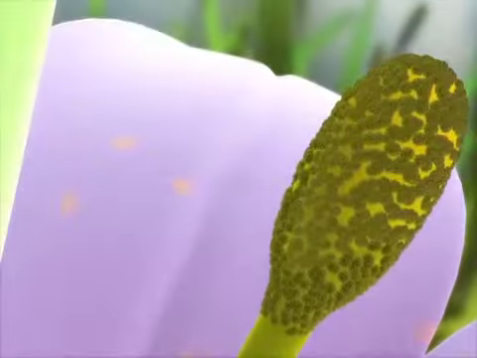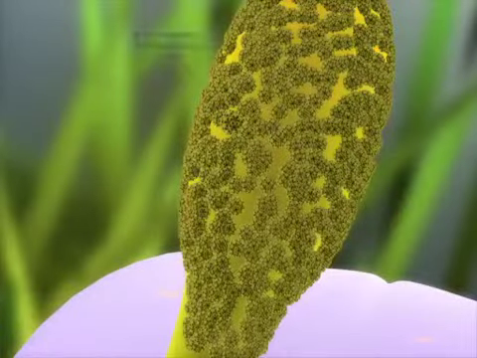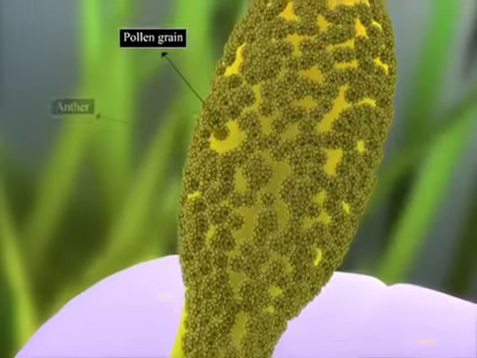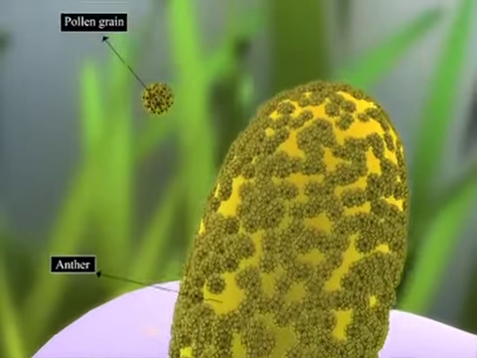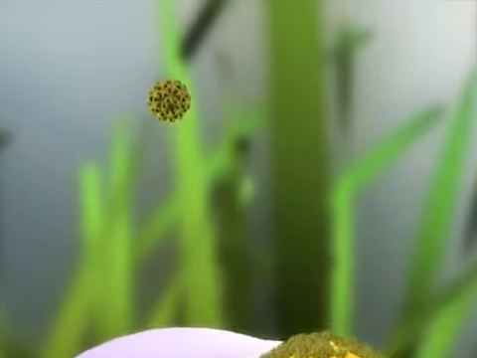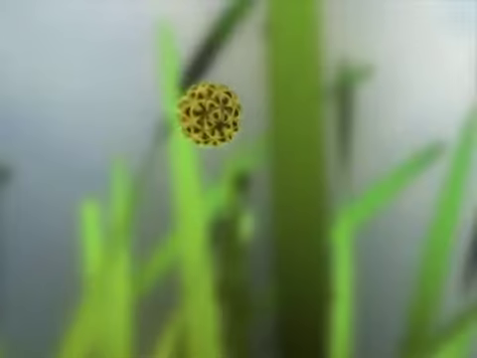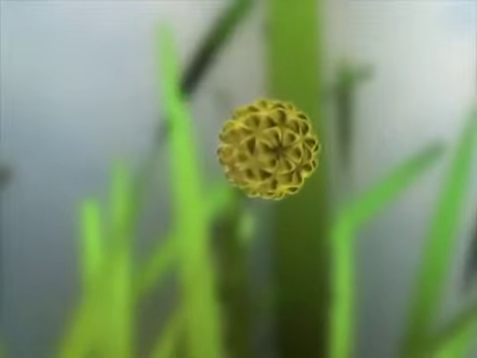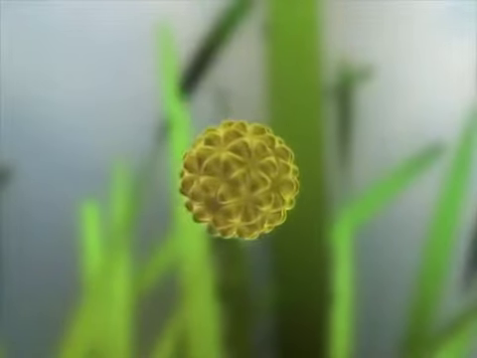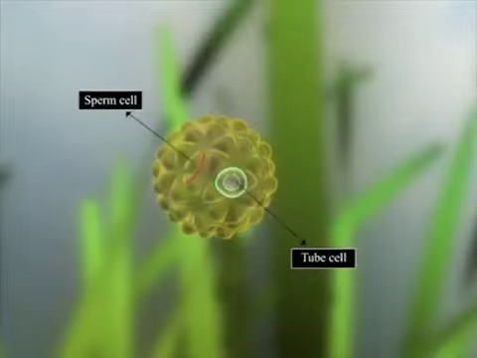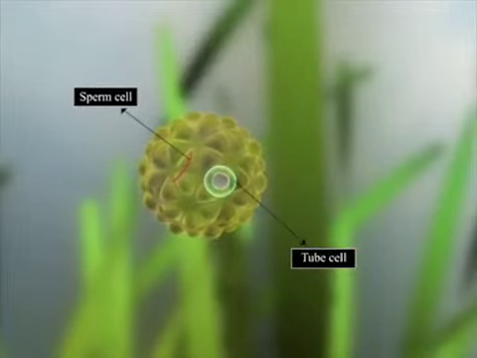For further fertilization to occur, the sperm cell must reach the embryo. Thus, a pollen grain must travel from the anther and land on the stigma. The pollen grain contains 2 cells, a tube cell and a generative cell or sperm cell.